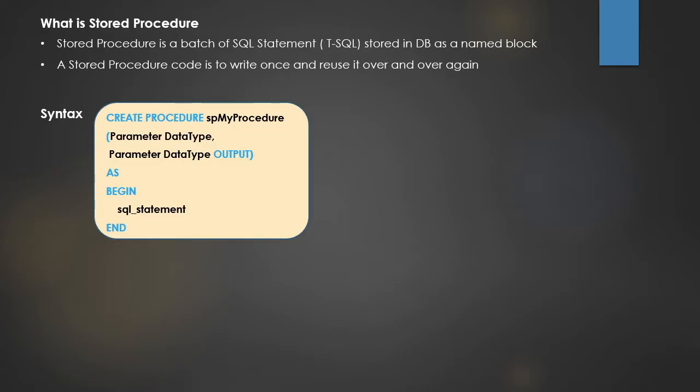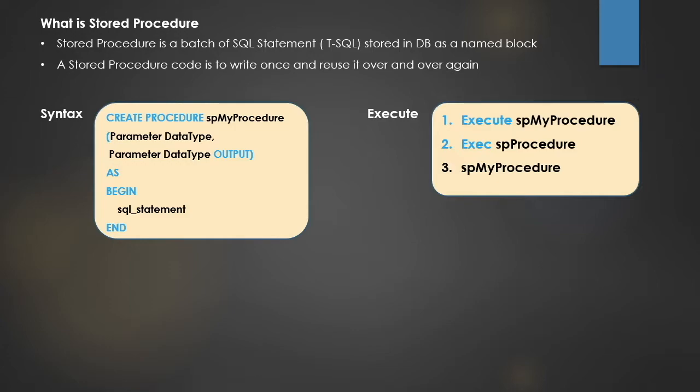Once the procedure is created, we can execute it in different ways. There are three different ways to call a procedure. First is using the keyword execute and then the procedure name. Let's say my procedure is sp_myprocedure, so I will write execute sp_myprocedure. And if this procedure has some parameters, then I will mention the values of those parameters after it. Another way is to write only exec in place of execute and then the procedure name. Otherwise, we can also execute the procedure by simply calling its name.